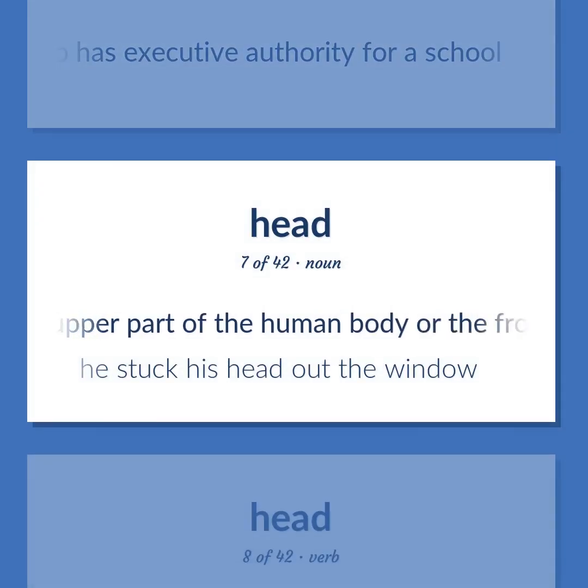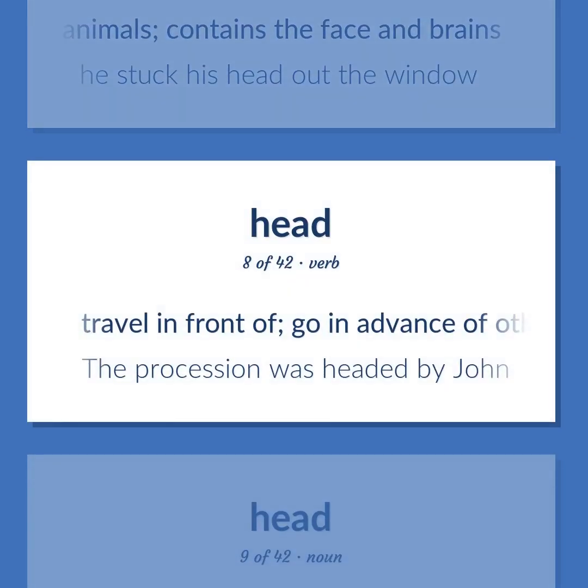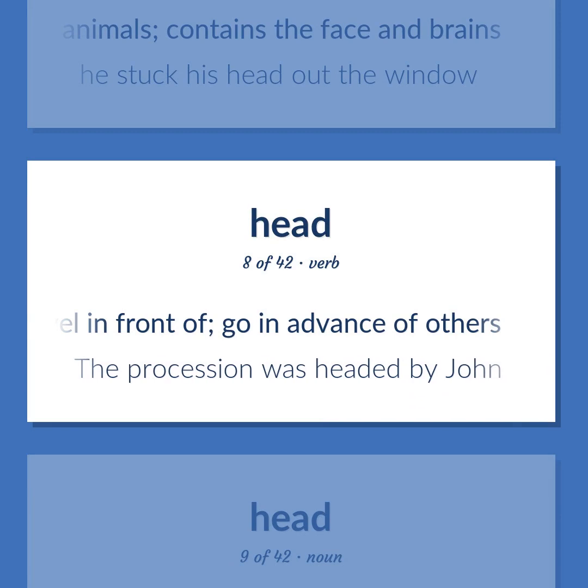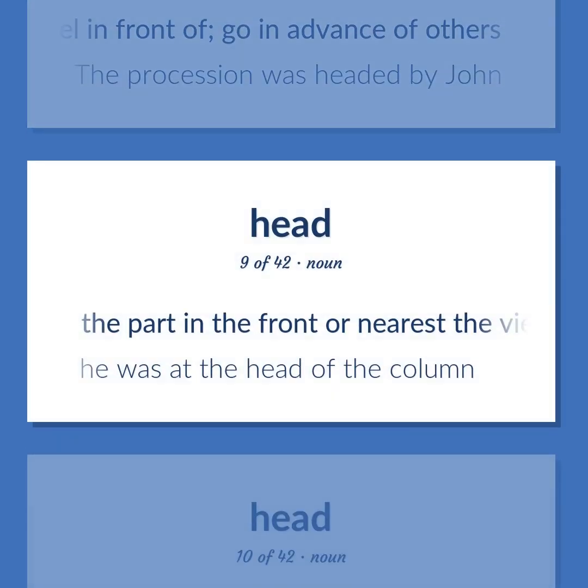The upper part of the human body or the front part of the body in animals contains the face and brains. He stuck his head out the window. Travel in front of. Go in advance of others. The procession was headed by John. The part in the front or nearest the viewer. He was at the head of the column.